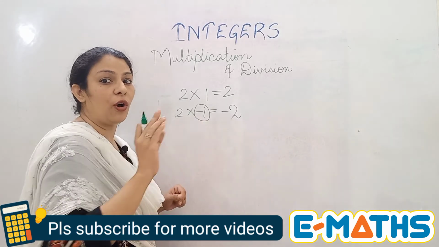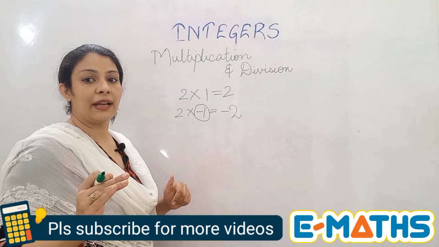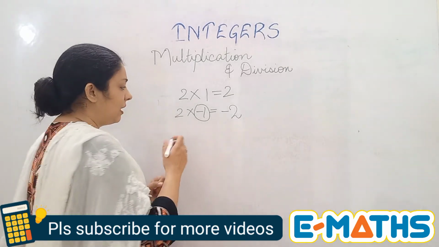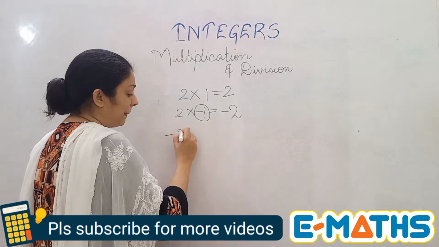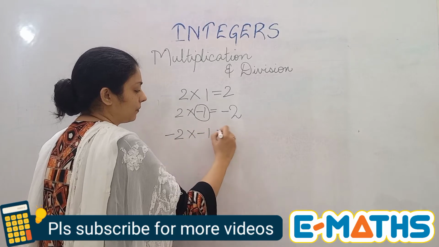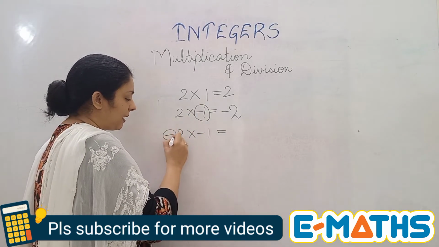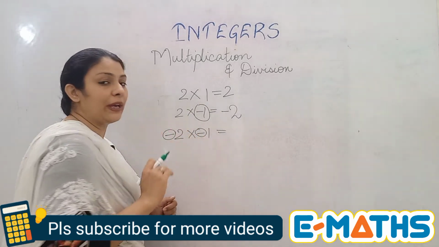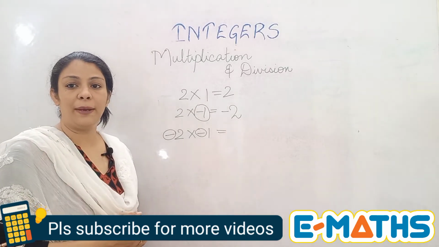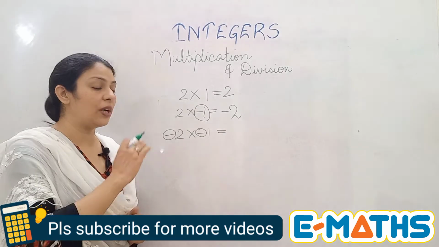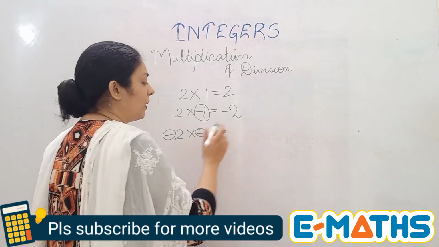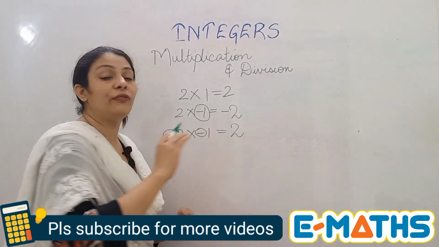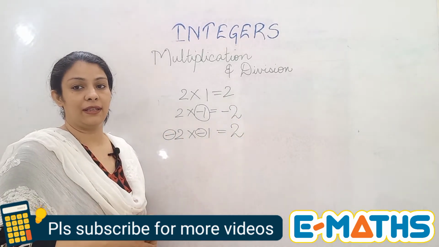As I told you, an odd number of negative signs will give you a negative answer. Let's take up more examples. Minus 2 into minus 1. Now if we count these minus signs, we have 2 minus signs. 2 is an even number, that means your minus will not be there in the answer. So 2 ones is simply a 2, there won't be a minus sign in the answer.